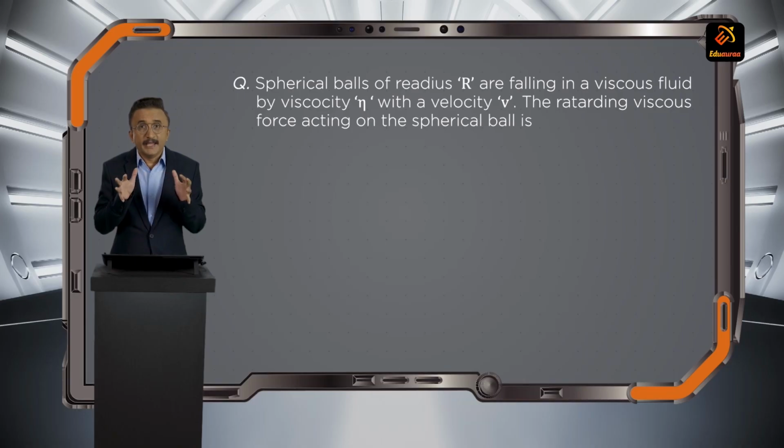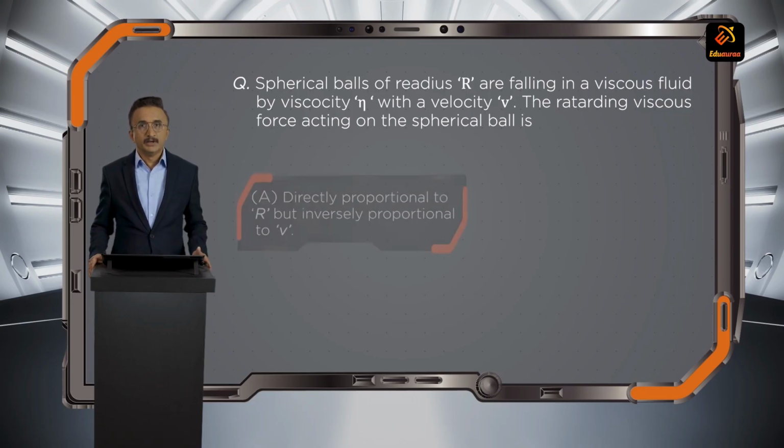I am your physics mentor Umesh Nirgun, and today I would like to discuss the previous year questions of surface tension. And here is our first question. A spherical ball of radius r is falling into a viscous liquid of viscosity eta with a velocity v. The retarding viscous force acting on the ball is, and the options are A.